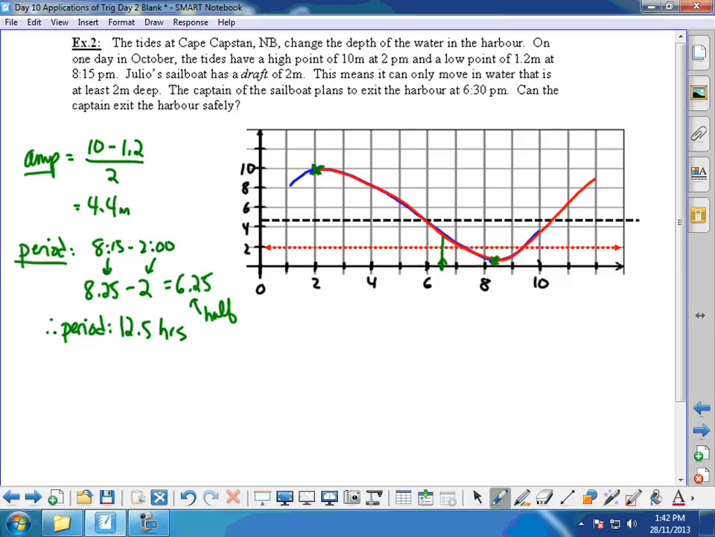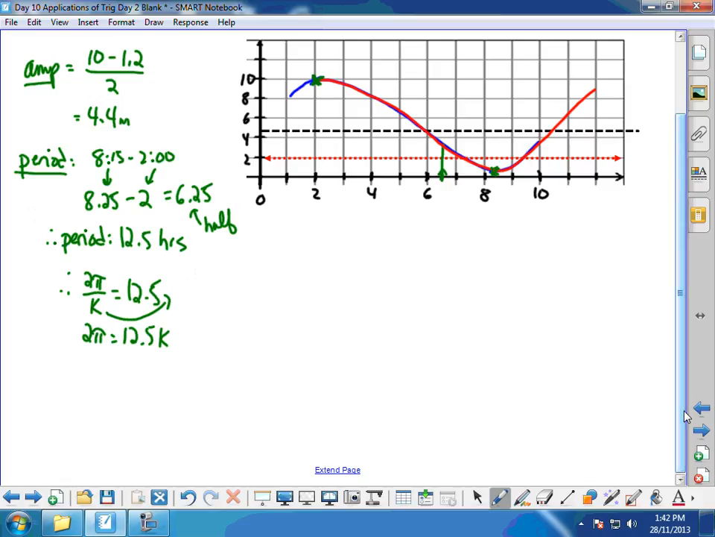Okay, so if 12.5 is our period, we've got to figure out our k value. Therefore, 2 pi over k is 12.5. Same math we've been doing all along. 2 pi equals 12.5k. Divide both sides by 12.5, and we get 2 pi divided by 12.5 equals k. Now, I know I don't like decimals with fractions, but it's okay right now. You could multiply the top and the bottom and get 4 pi over 25, but I'm okay to use this. So we've got a k value.